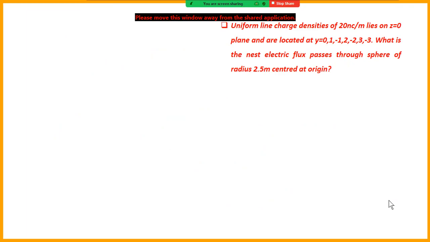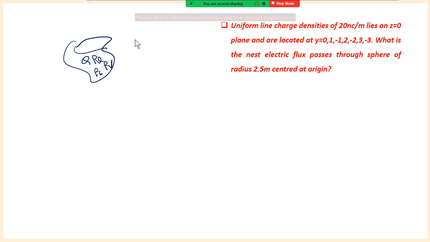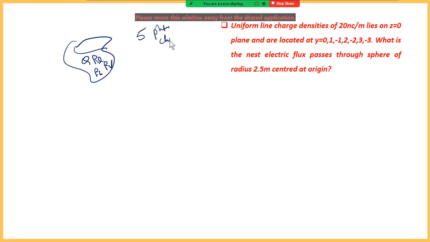Now there is another problem here: uniform line charge densities. I have said that whatever closed surface we are considering, in that closed surface you may have point charges, line charges, surface charges, or volume charges. You may have a combination of all these things also. In the previous problem, within the closed surface, there were 5 point charges.